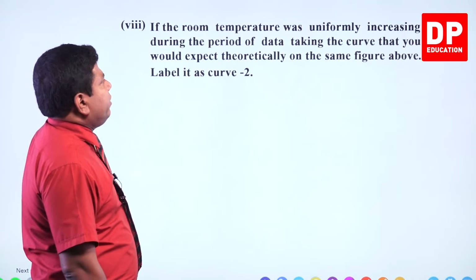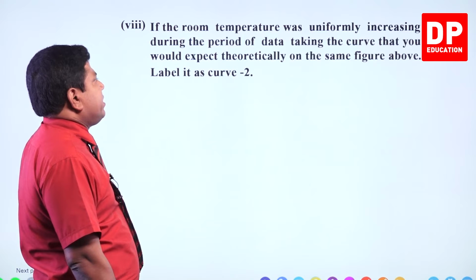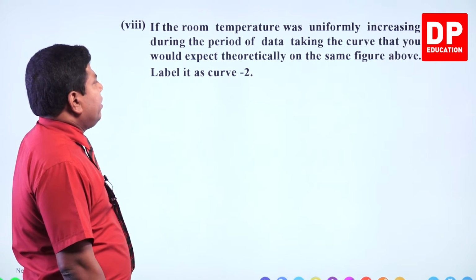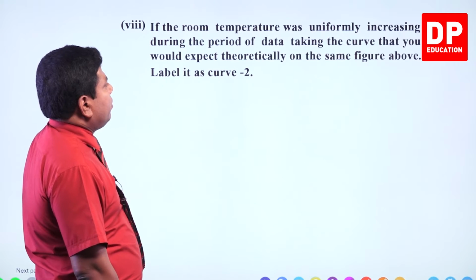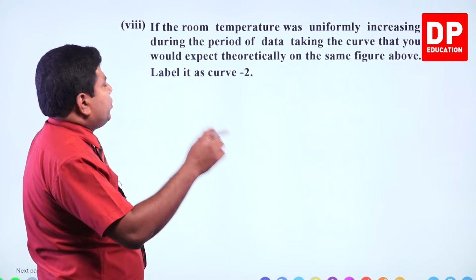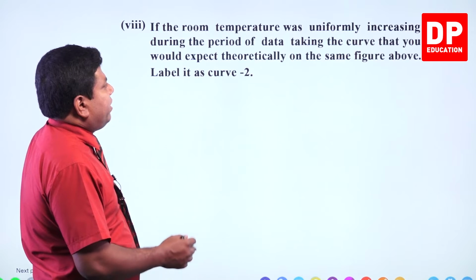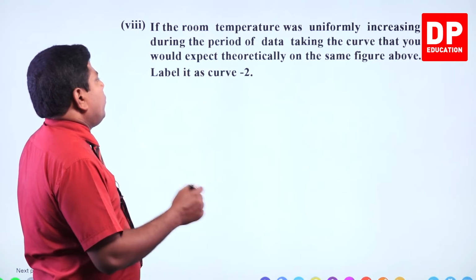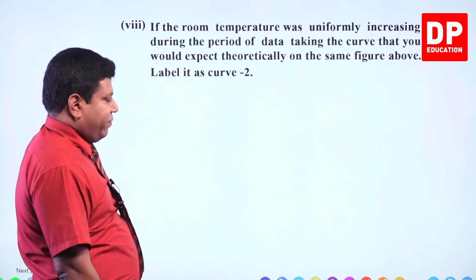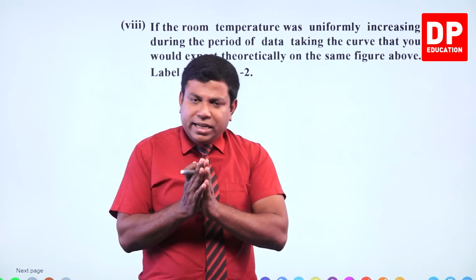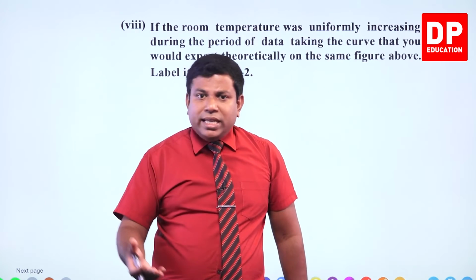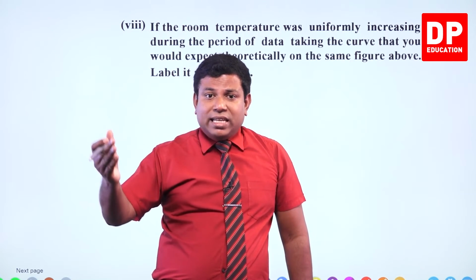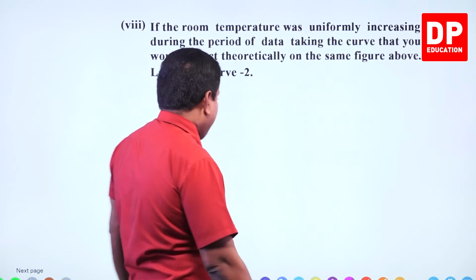If the room temperature was uniformly increasing during the period of data taking, draw the curve that you would expect theoretically on the same figure above. So, what will happen when the temperature increases? When temperature increases, velocity will increase. Right? When velocity increases, the L values also will increase. Why? V equals F lambda. Lambda will increase, so L will increase. Right? So, what will happen?